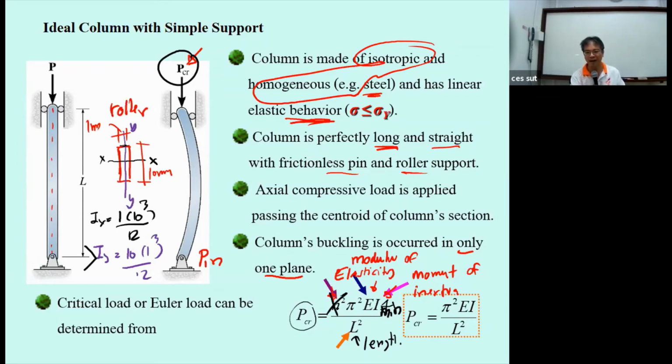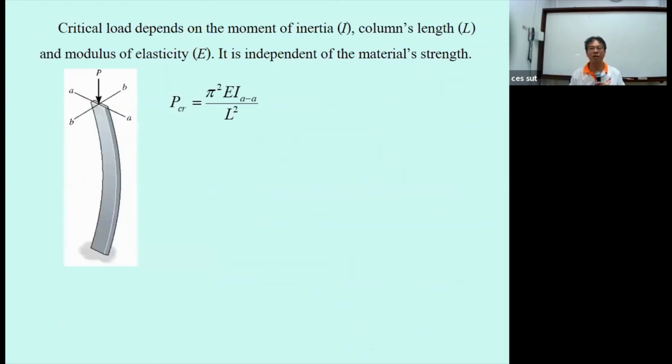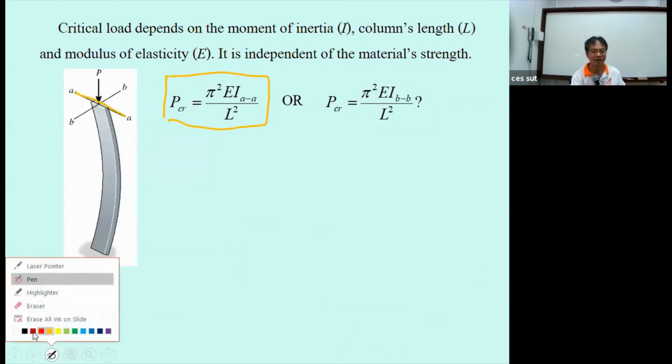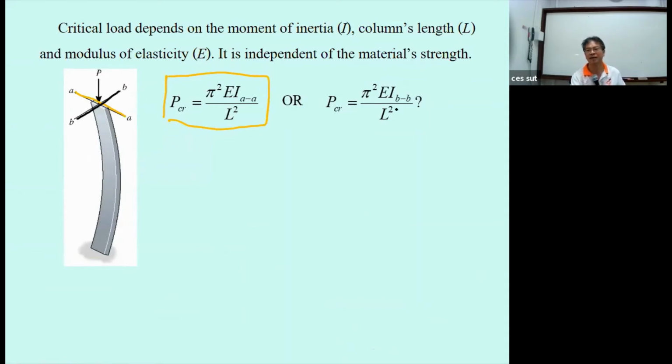Okay, if you put the n squared, like I said, if the force here is 10 Newton, if you put a support at the middle, this is going to be 40 Newton. Okay, and more explanation about the I is shown here. There are two values of the critical stress. One is computed based on the I sub AA, that is going to be I in this direction. And another one is computed based on this. It's going to be this one. Since I sub BB is larger, the P critical will be computed based on the I min.